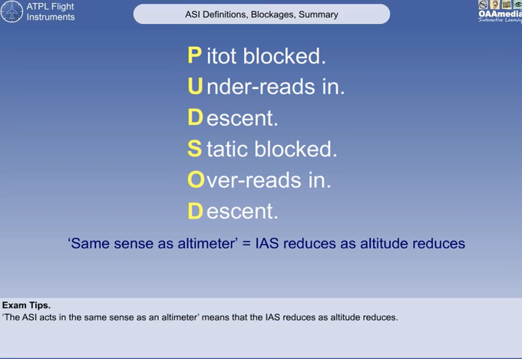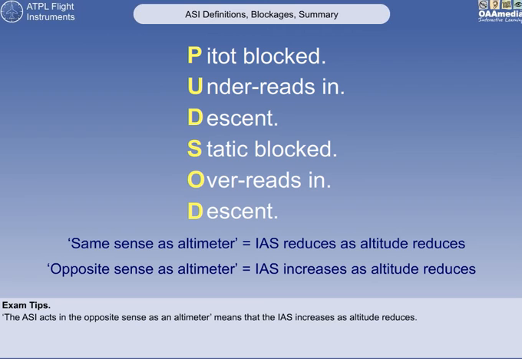Also, examiners sometimes set questions in which, with a Pitot blockage, they use the term, the ASI acts in the same sense as an altimeter. All that this means is that the indicated speed reduces as the altitude reduces. Conversely, with a static blockage, the ASI acts in the opposite sense to an altimeter. That is, the indicated speed increases as the altitude reduces.